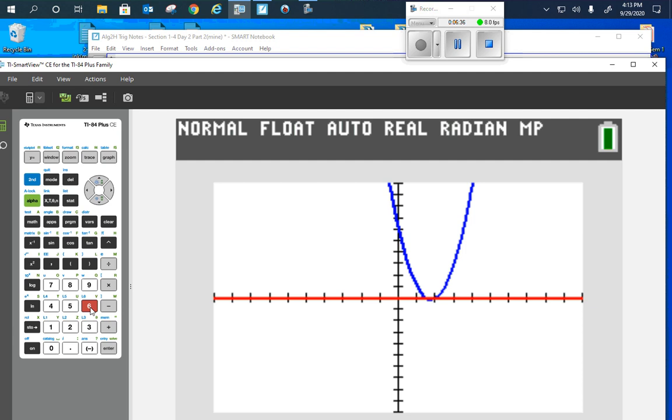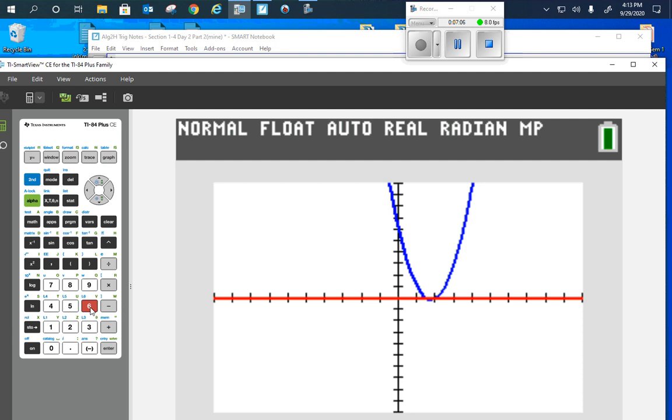Now, here was my point. We drew that red line at y2. For y2, we put in 0. That's the x-axis, isn't it? So do I really need to put that in there if I'm really just trying to find where that parabola, the blue function, the quadratic, crosses the x-axis? Do I really need that red line in there? And that answer would be no.